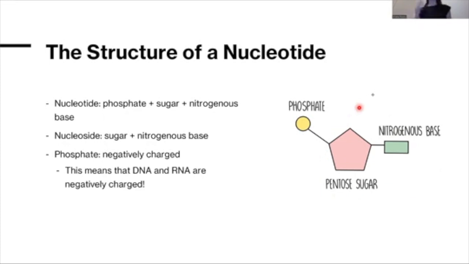So let's talk about that phosphate really quick. Phosphate is going to be the exact same in DNA and RNA, and it's going to be negatively charged. And this means that DNA and RNA are both going to be negatively charged. And for the sugar and the nitrogenous base, these are going to look different in DNA and RNA, so we're going to talk about those separately. So let's start with the sugar.